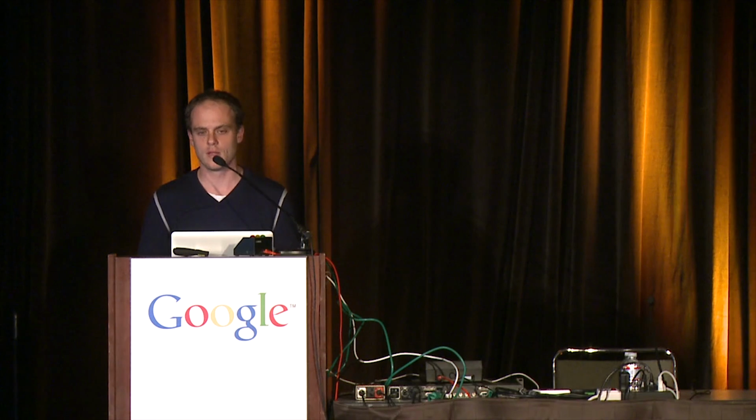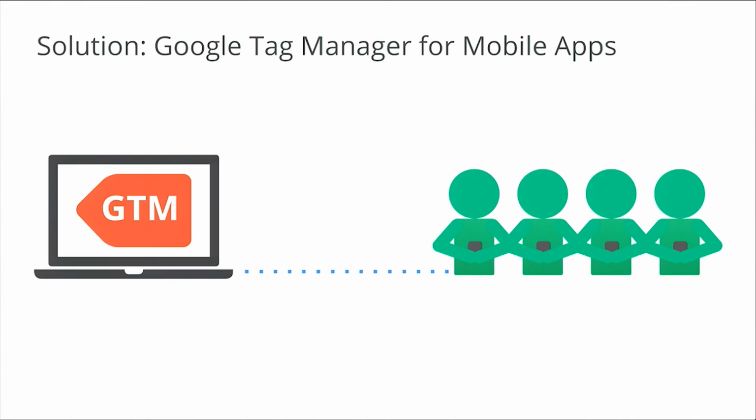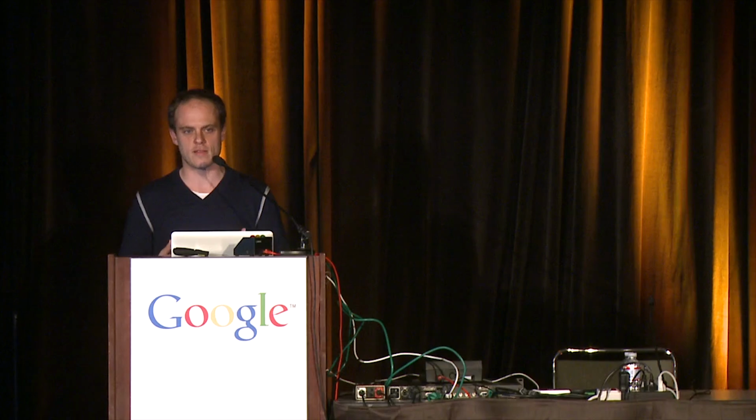So the solution is what we're calling Google Tag Manager for mobile apps. The name comes from the web version. The web and the mobile version have one principle in common, which is to separate out your configuration from your code, right? So the code has to stay static for app review, but the configuration can be dynamic. That can be controlled by Google Tag Manager, and that gives you a couple of benefits, right?